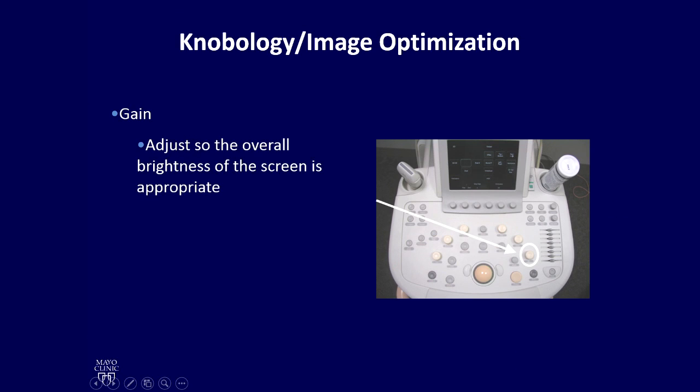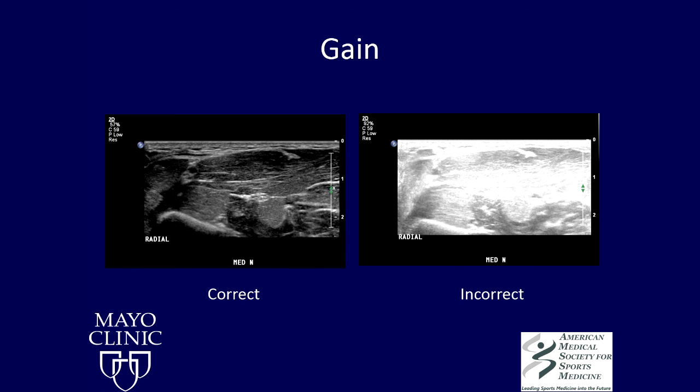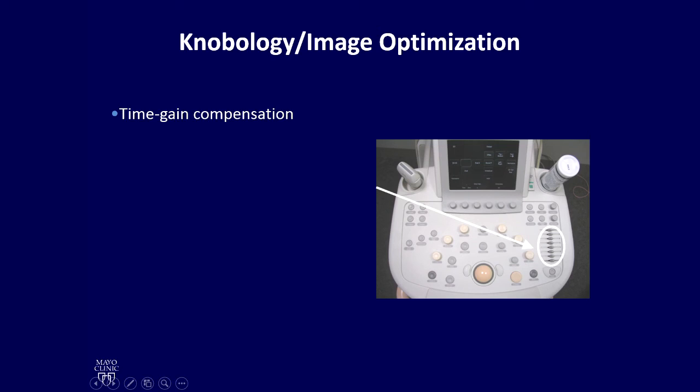The gain is the overall brightness of your screen. And so here, this is the gain that I would like to see my median nerve, but if I turn up that gain, all of a sudden I've whitewashed my whole screen and I just can't see that median nerve. There's no perfect gain, you just have to see what looks good to your eye and adjust the gain accordingly.